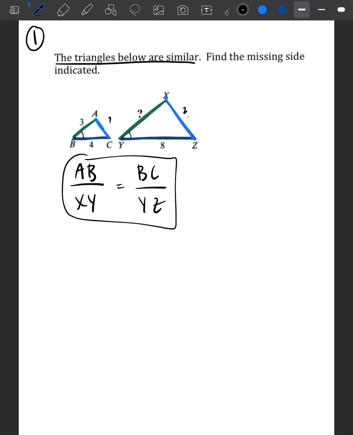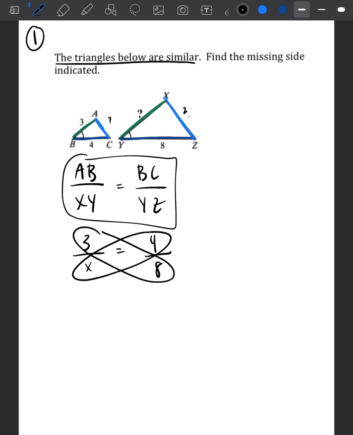So we'll go ahead and plug in our values. We know AB is 3, and we know XY is a question mark, so we're actually going to be solving for that. So we'll put X there, and we'll set that equal to BC. BC is 4, and YZ is 8. So now we will cross multiply to solve for X. So 3 times 8 is equal to 4 times X.